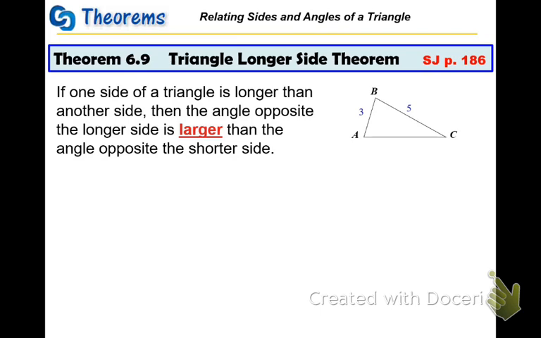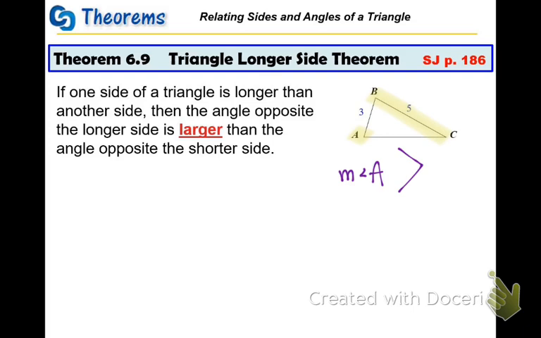So you're looking at this. Which is the larger side, AB or BC? BC is the larger side. How do I know it's the larger side? Because it's longest and its length is 5. So what will the larger angle be? A. So the measure of angle A will be greater than the measure of a different angle.